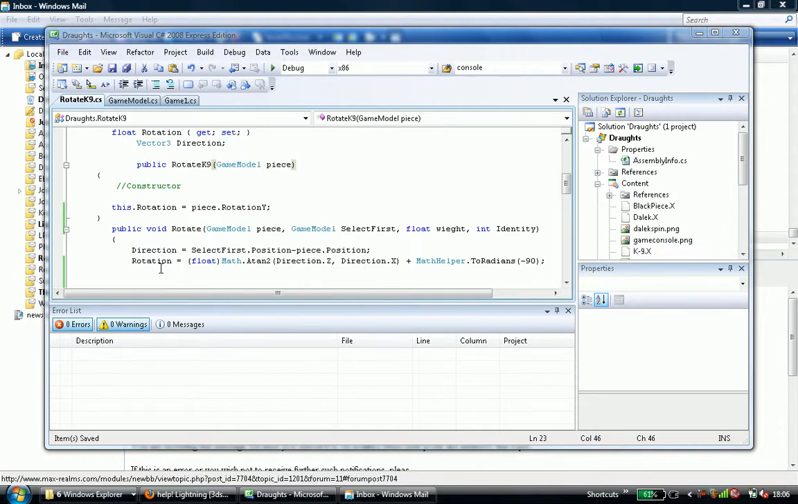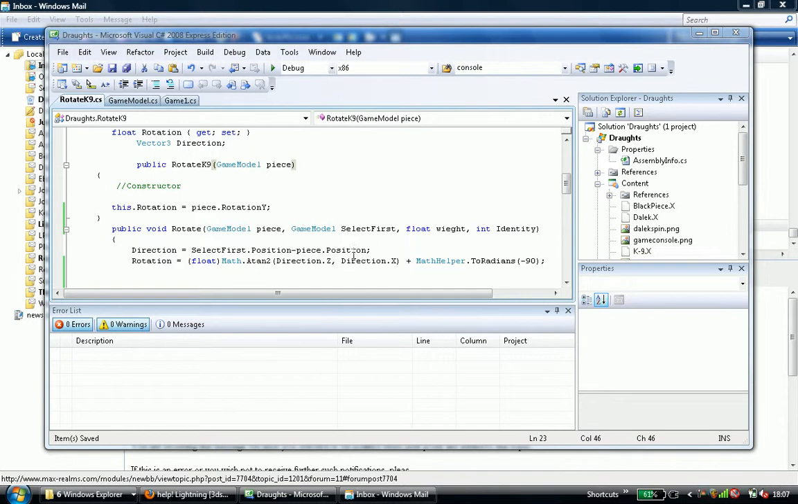The problem was I thought I'd have to use this complicated equation here. Well, complicated to anybody who doesn't know anything about maths. Now this is the direction, which is the selector minus my piece position, which gives me the vector. Now this here gives me the angle of rotation, which is really good.